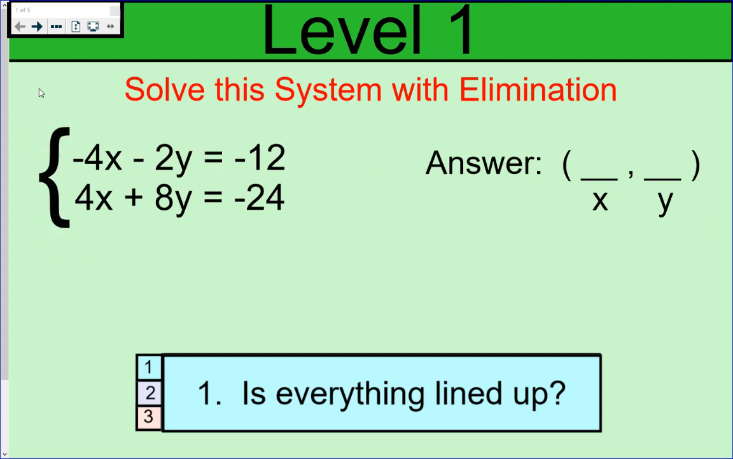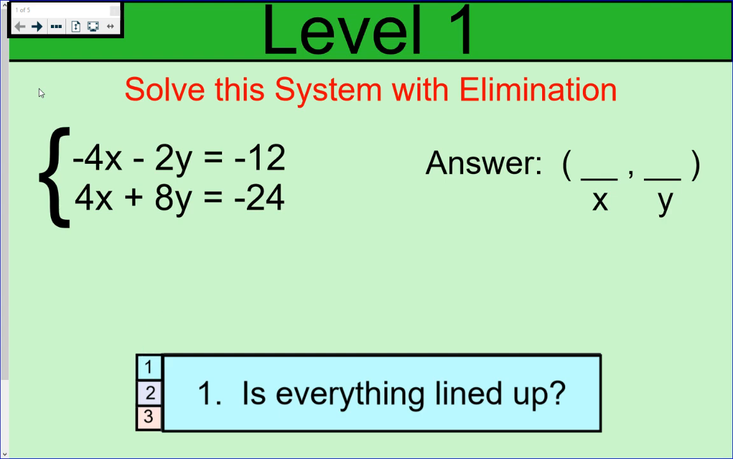All right, now elimination is kind of tricky. The whole idea is that we've got to eliminate one of the two variables that we see. Right now we have x and y. And to help us eliminate, I usually go through three questions in my brain. The first question that I always ask myself before I eliminate is: is everything lined up?